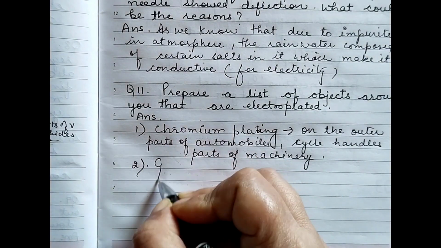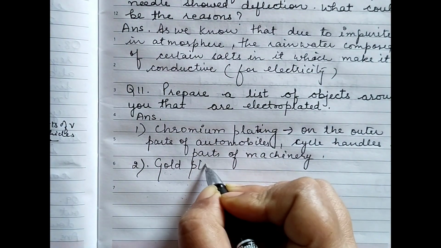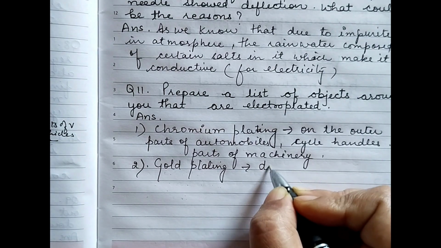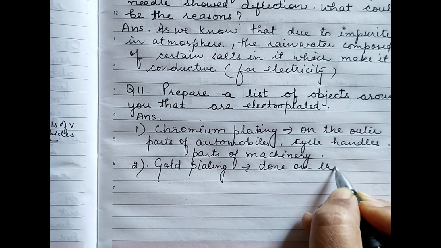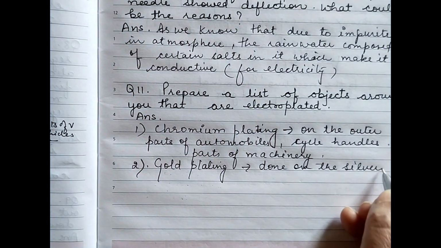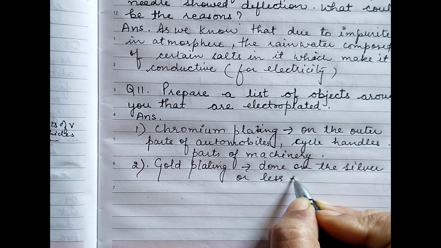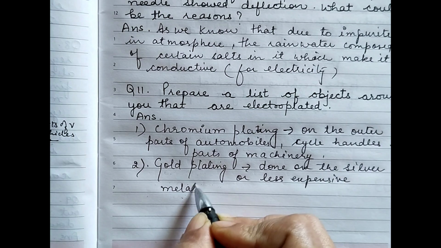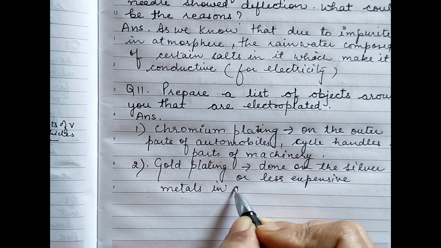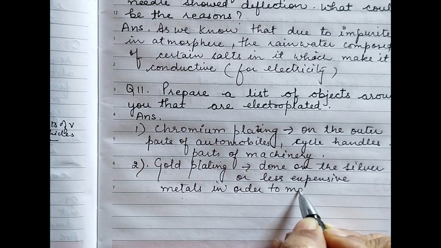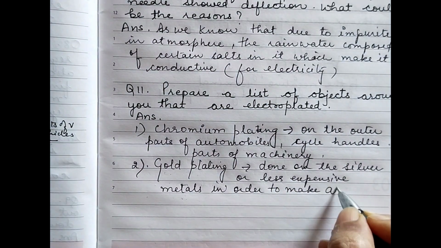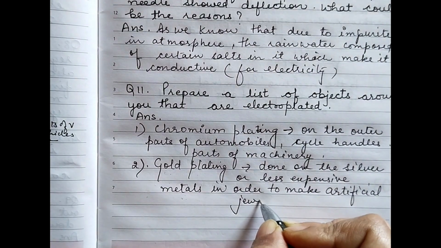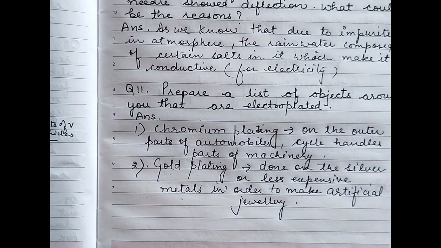Next is gold plating. This is done on silver or less expensive metals in order to make artificial jewelry which is less expensive.